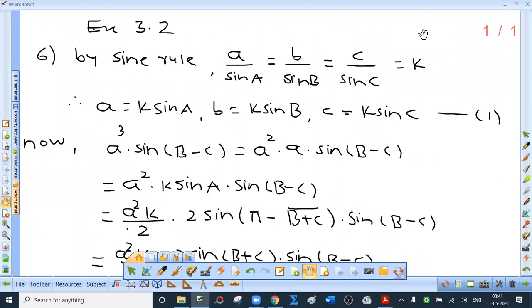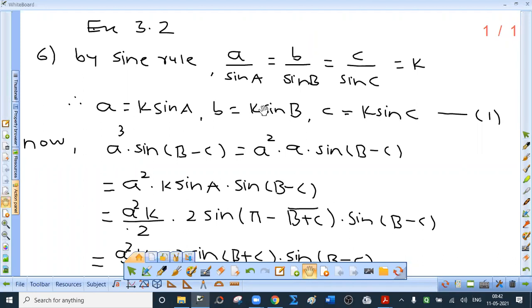In triangle ABC, prove that a cube sine of (b minus c) plus b cube sine of (c minus a) plus c cube sine of (a minus b) equal to 0. Let me explain. See, there are three terms on the left hand side. Second and third can be obtained by making cyclic changes in the first.